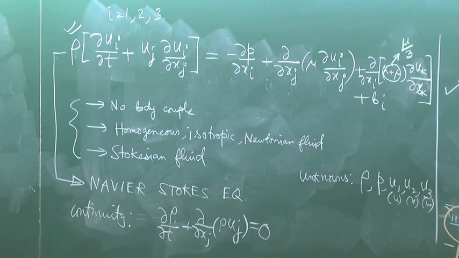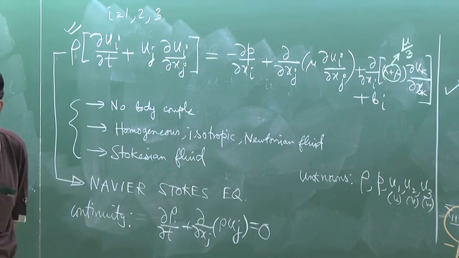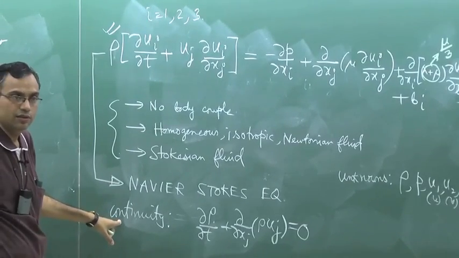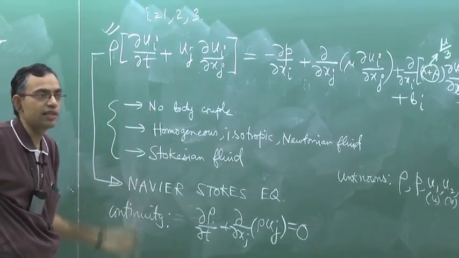Okay. So you have 5 unknowns. How many equations do you have? Here you have 3 equations and you have 4 equations. So this also does not close the system.